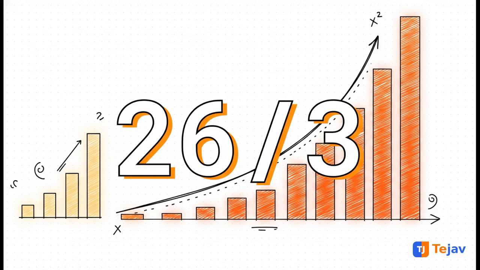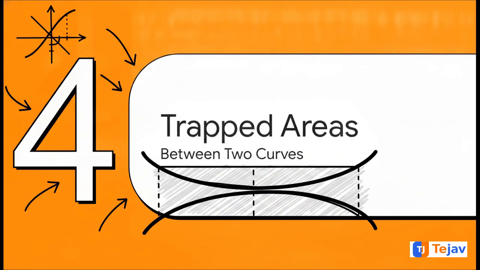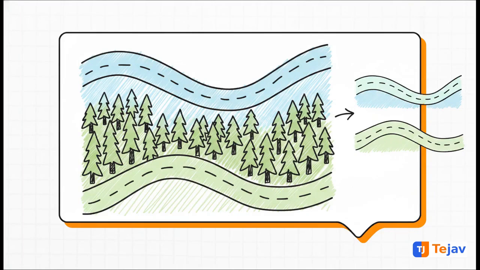By using integration, the math just automatically accounts for every single changing height perfectly. Not one single detail gets missed. Section 4. Trapped areas. Sometimes we don't actually want the area all the way down to the bottom axis.